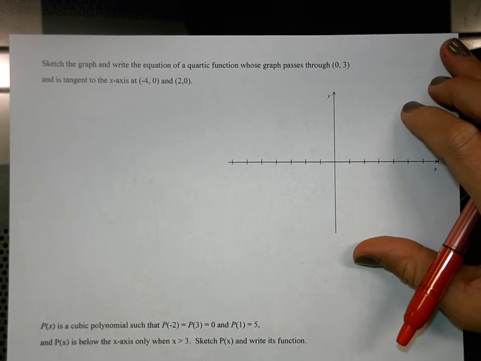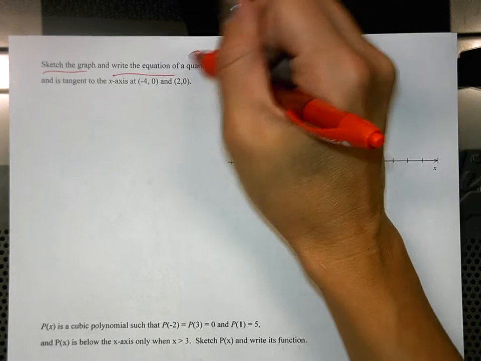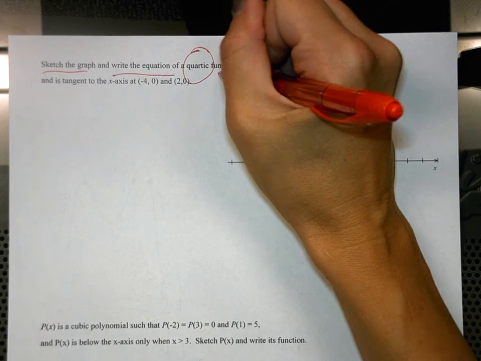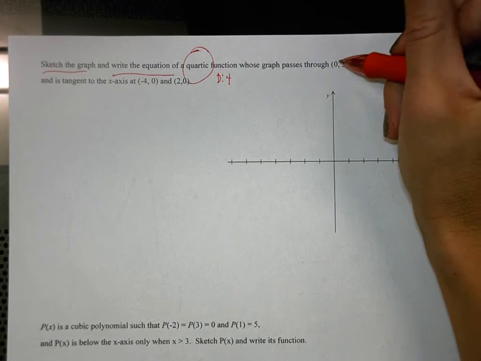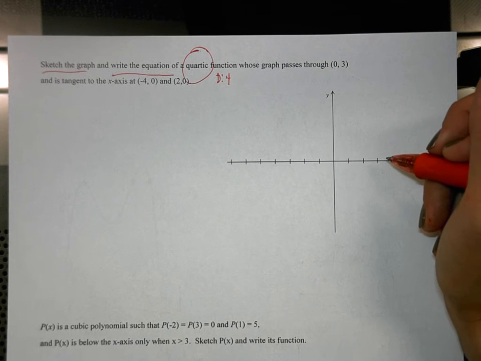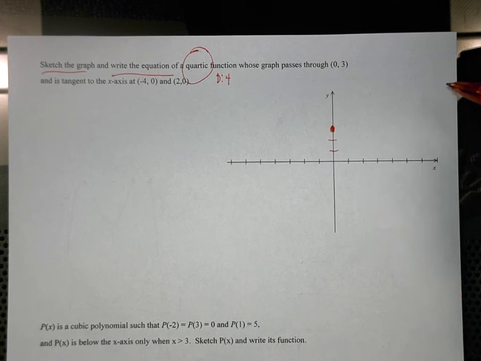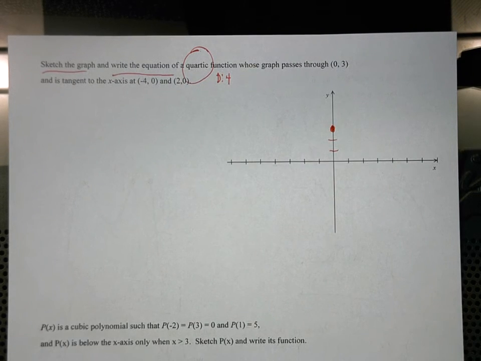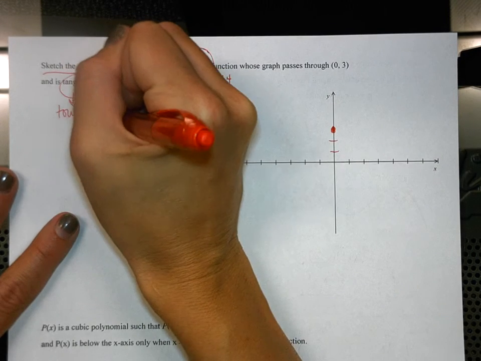So again, it says sketch the graph and write the equation of this one. It says quartic function, so we know that the degree will be 4. Okay, and it says whose graph passes through 0, 3. So where is 0, 3? Good, so we're going to go up 3 and make a point. And is tangent to the x-axis. Do you guys remember what tangent means? So tangent means it touches but does not pass through.